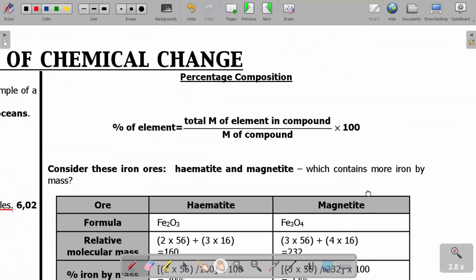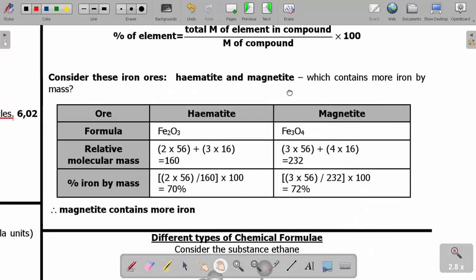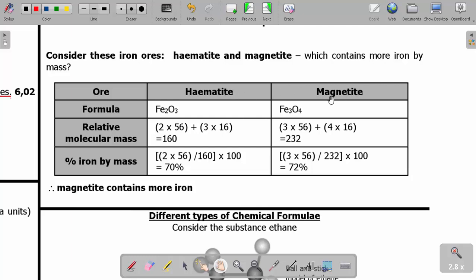Okay. Now let us talk about what we call the percentage composition. That means percent of an element. What we do, we get the total mass of the element in a compound divided by the molar mass of the compound times 100. For example, consider these iron ores, hematite and magnetite, and which contains more iron by mass. The formula for hematite is Fe2O3. What about magnetite? It is Fe3O4.